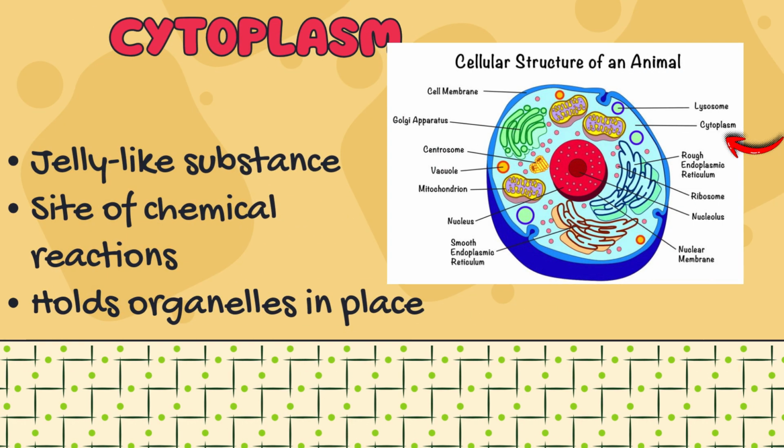And then we have the cytoplasm. We can say that the cytoplasm is like the site inside the cell. It is the grass. It's just the land on which the factory is built. And this cytoplasm is almost like a jelly-like substance. It's not solid, it's not liquid, but it's more jelly-like.